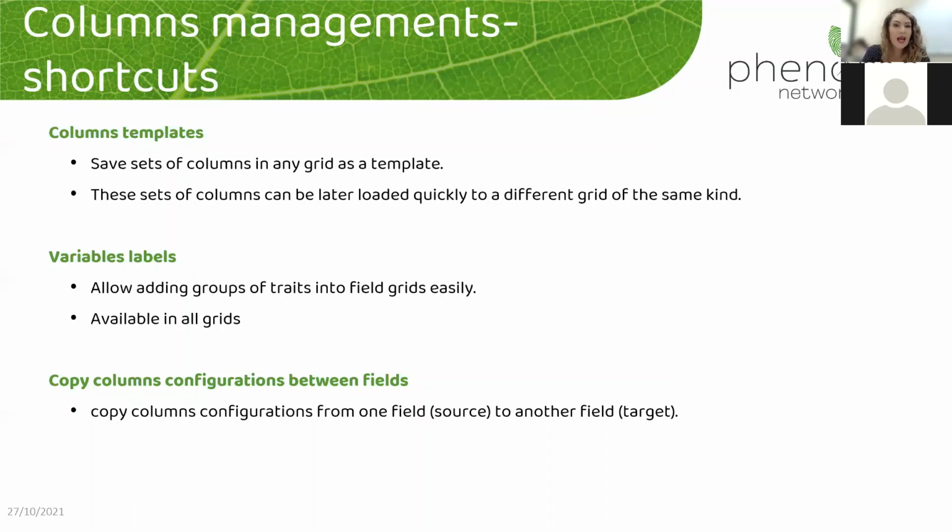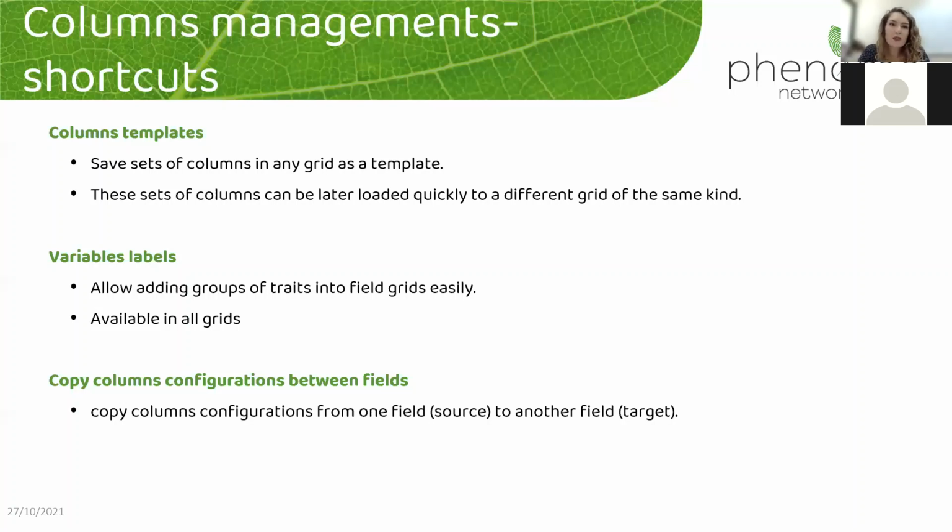Variable labels are an easy way to group traits and add them to the field easily. It's available in all the field grids, and it is done from the variable level. Later I will show you how to access our knowledge base, and there you can also search for all of the things that I've explained or things that I've mentioned and didn't go into in depth.